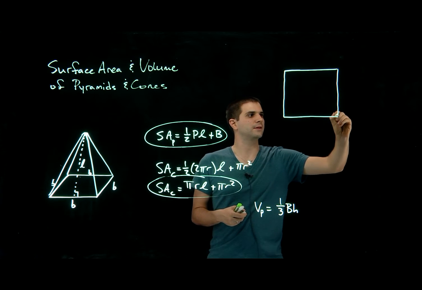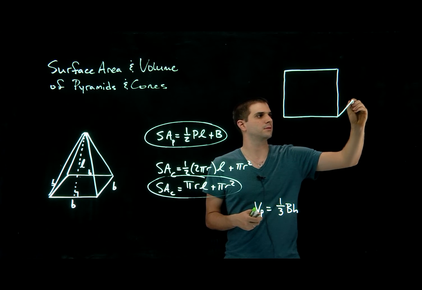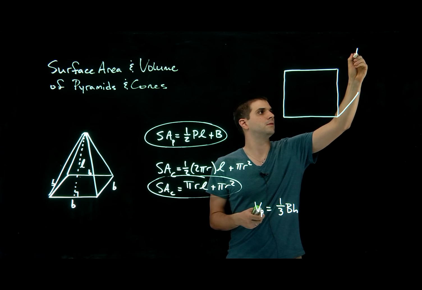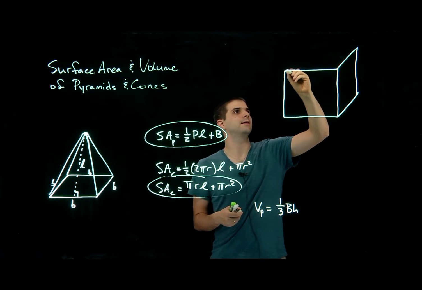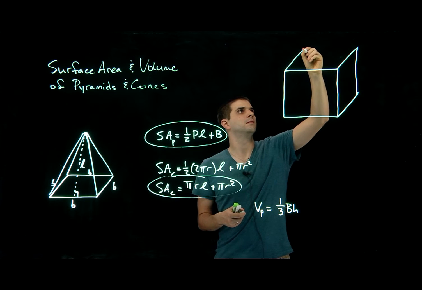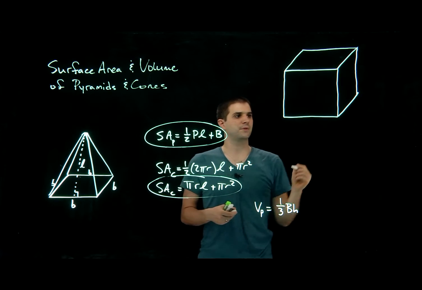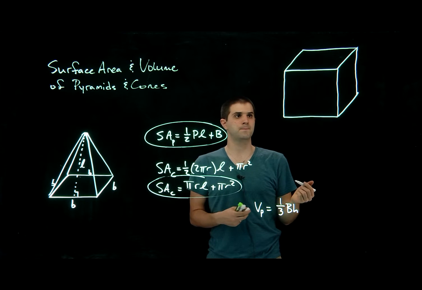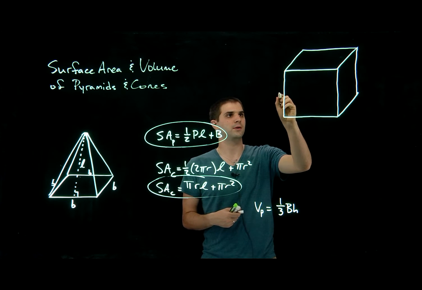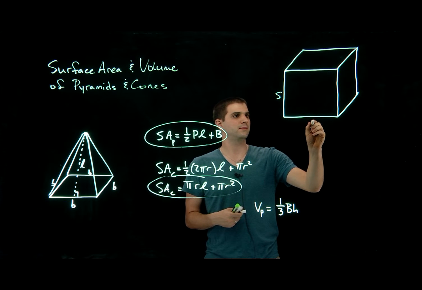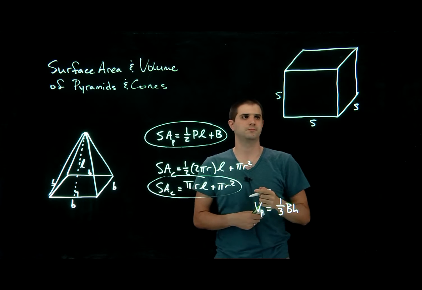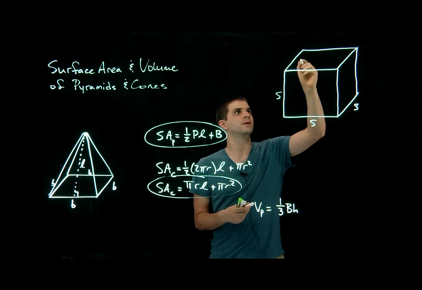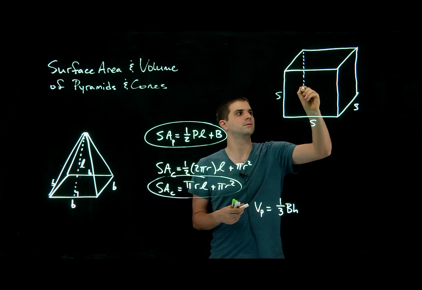All right, so I've got to be very careful drawing here. So far I think I'm okay. And so imagine I have a cube here. We have S, S, and S. Standard cube. Let me draw these points in here.